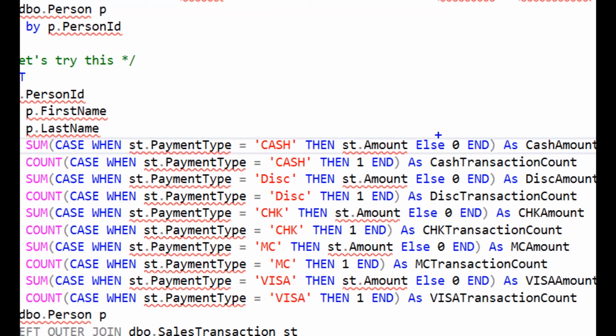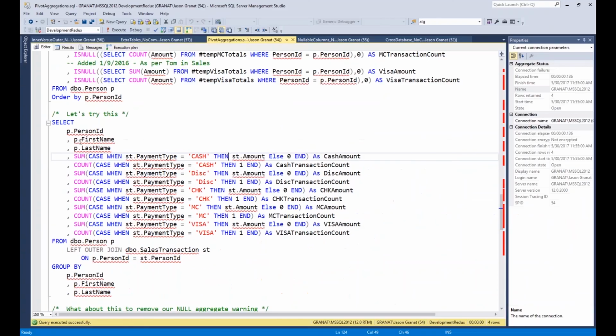So for the sums, I say, if it's cash, then we'll use the amount, otherwise we'll use 0. For the counts that are in here, if the payment type is cash in this case, then I do want to count it as a record. I have no else statement in here. So if it doesn't match this, if my record that I'm looking at is actually a payment type of DISC for Discover, this value would be a null. So when I do this count, I count all of the ones and all of the nulls.